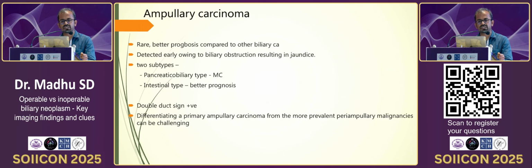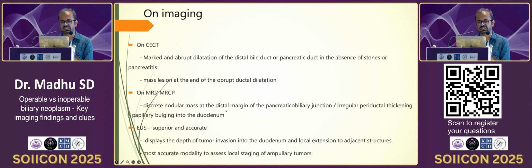Just a few points on periampullary carcinoma. There are two varieties in this. Pancreaticobiliary type is the most common variety, but it has a worse prognosis. The intestinal type is very rare and it has a better prognosis. Imaging-wise, it presents with a double duct sign, and differentiating it from primary ampullary carcinoma is very difficult, but it's very important. The prognosis changes.